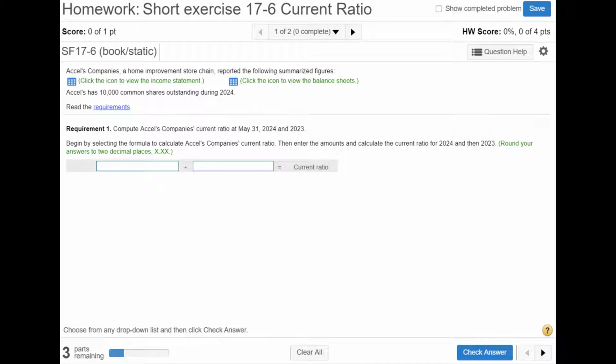Short exercise 17-6, current ratio. So we're going to be working with a company called Lascelles Companies. They're a home improvement store chain, kind of like Home Depot. And they reported the following summarized figures.